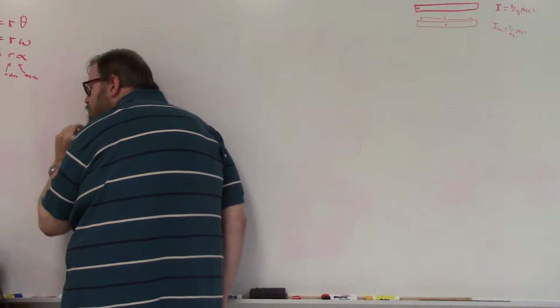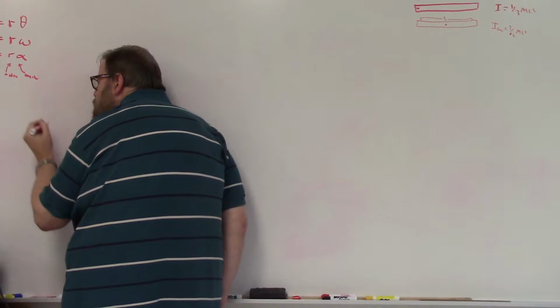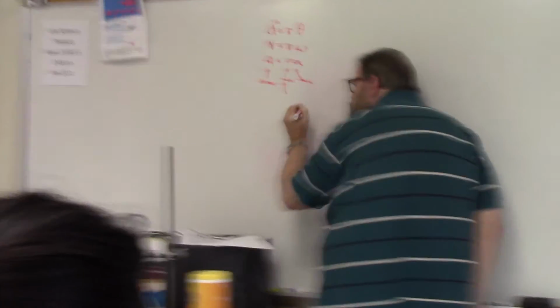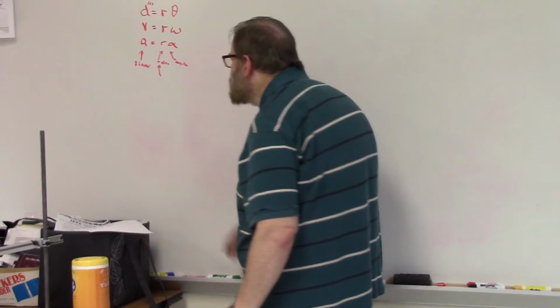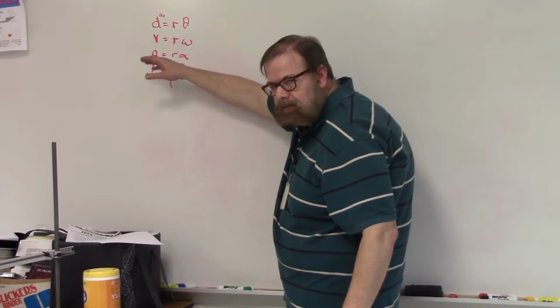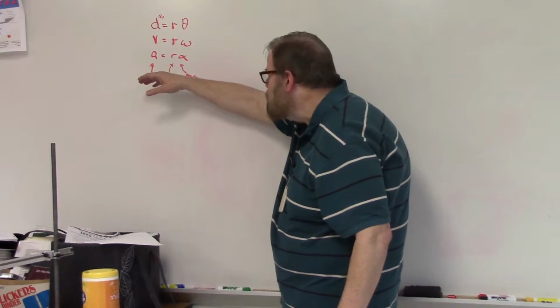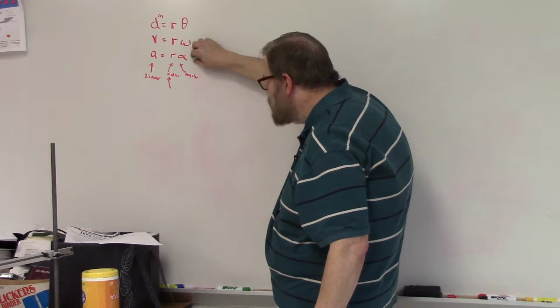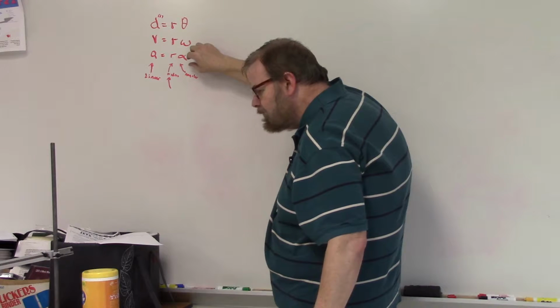This will be a little confusing later, which I'll point out, but the main thing is the proportionality is the radius there. So linear distance, linear velocity, linear acceleration is equal to the radius times the angular distance, the angular velocity, and the angular acceleration. That's the first thing that we studied.